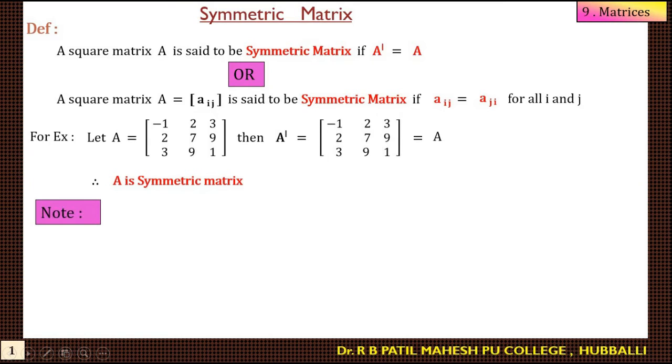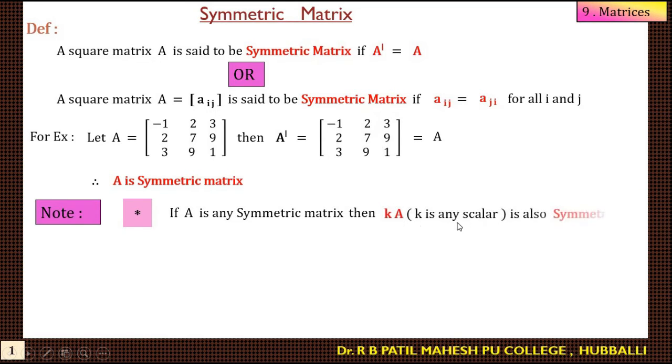Some important points on symmetric matrices. If A is any symmetric matrix, then kA, where k is any scalar, is also symmetric. That means if A is a symmetric matrix and you find 2A, 3A, or it may be a fraction or negative, whatever matrix you get is also symmetric only. There is no change in the type. If A is a symmetric matrix, then kA, where k is any scalar, is also a symmetric matrix.